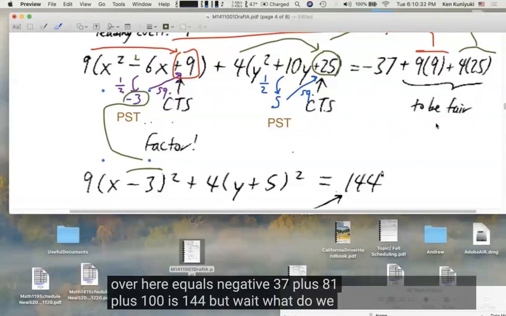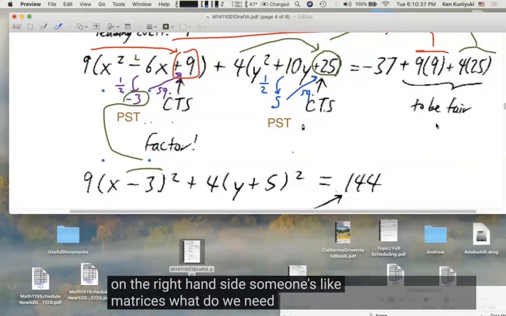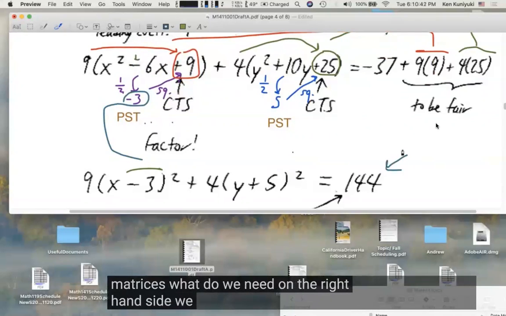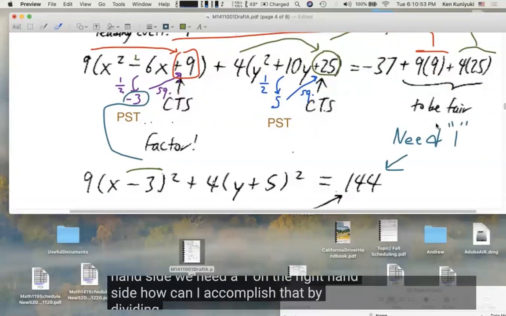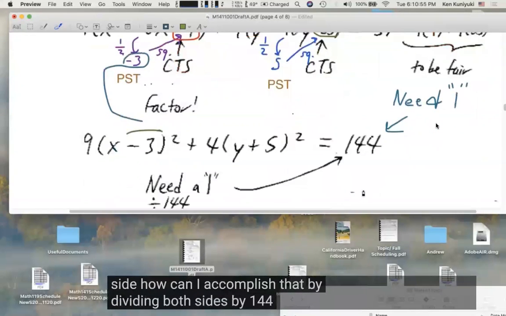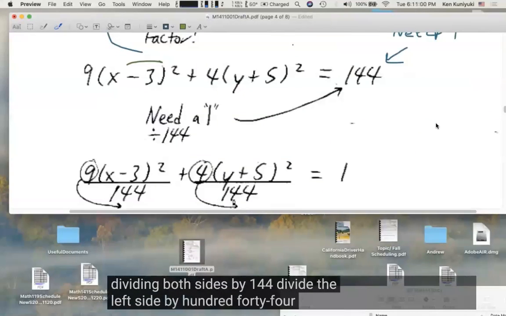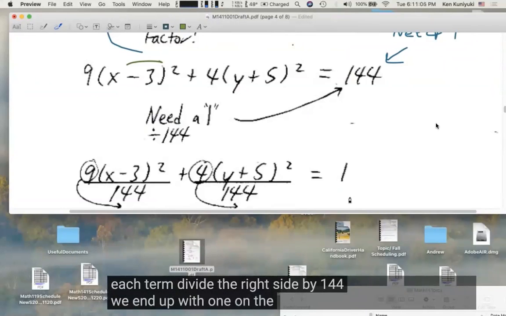But wait, what do we need on the right-hand side? It's almost like matrices. What do we need on the right-hand side? We need a 1 on the right-hand side. How can I accomplish that? By dividing both sides by 144. Divide the left side by 144, that is each term. Divide the right side by 144, we end up with 1 on the right side.